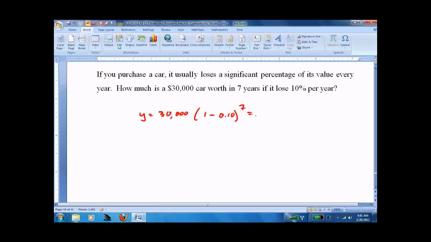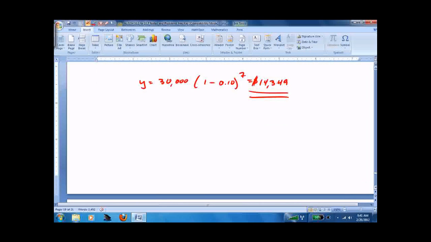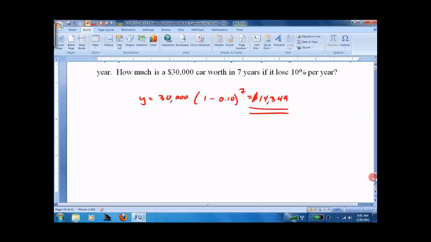And I made a mistake on my calculator. Try it again. There we go. That car would be worth $14,000 now. So it's lost more than half its value. I think cars actually lose value a little bit faster than that, but it depends. Depends on what you do to the car, depends on a lot of things. That's it for exponential growth and decay. To get you started, try some problems. Good luck.